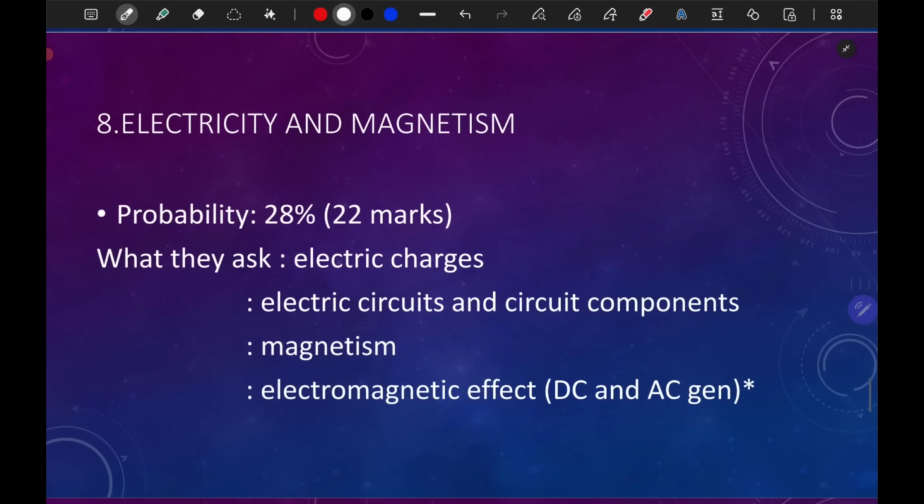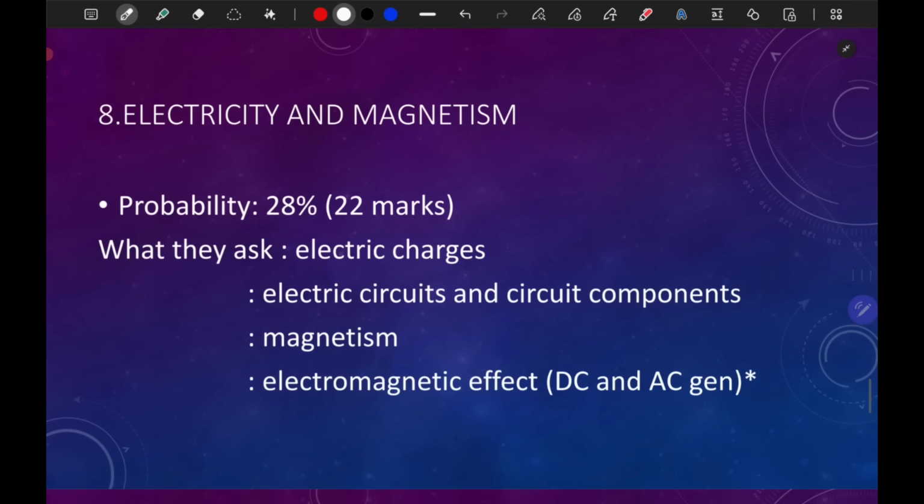Now this one also surprised me a lot because electricity and magnetism, probability of 28% or 22 marks per question per paper. So this has increased so much. This is basically almost half of the paper. And then there is one paper in which I've seen 28 marks are for electricity or magnetisms. 28 out of the 80 marks. That's 35%. So make sure you understand this topic. Understanding this topic could be the difference between getting a C and getting an A.